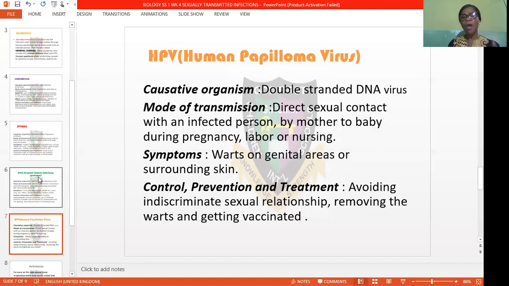The number one way of preventing or controlling all these sexually transmitted infections, either gonorrhea, syphilis, HIV, AIDS, or HPV, is to stay clear, stay away from any sexual relationship with anybody, except when you are married with your husband or with your wife. Don't have multiple sex partners. That is when you are married, because you are all still teenagers. You are not supposed to be involved in any form of sexual activities at your age.